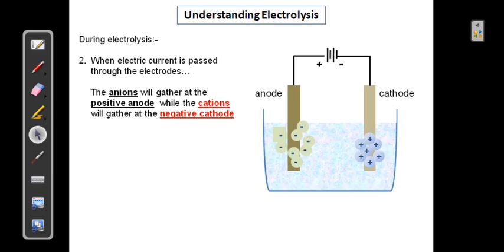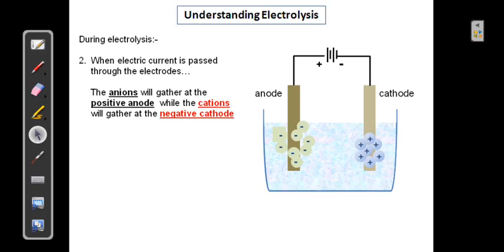Anode is a positive electrode. So all the negative ions, the anions, which we call the anode ions, right? So we call it in short anion, meaning ion that goes to the anode. So anode ions, in other words, we call it anion, will gather at the anode, which has a positive charge.